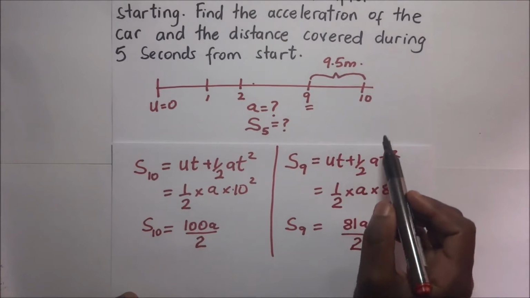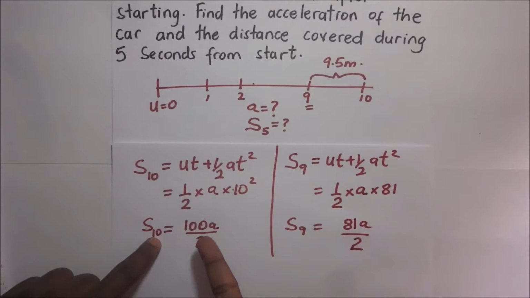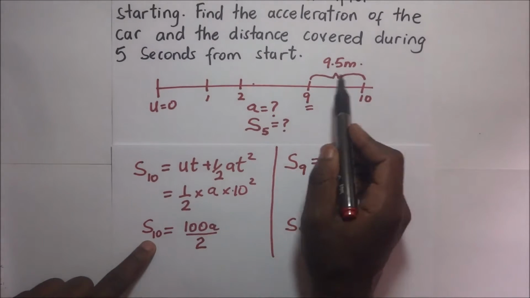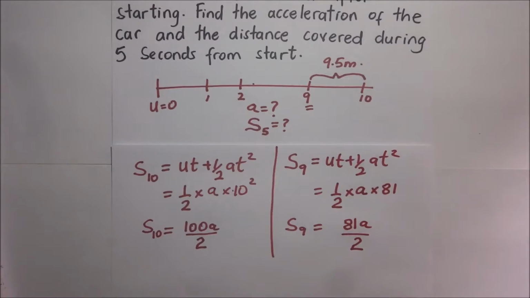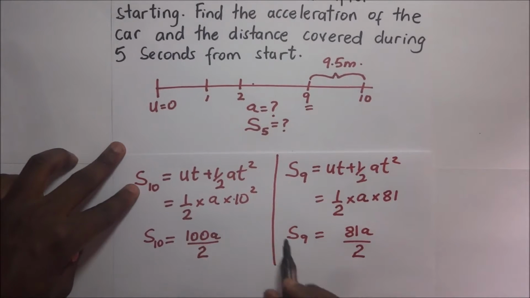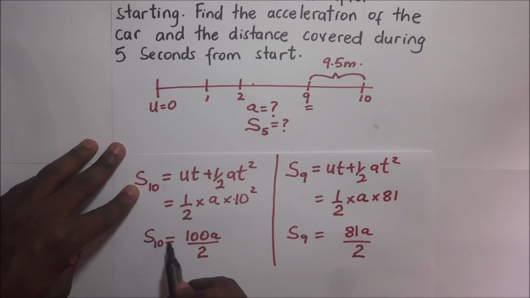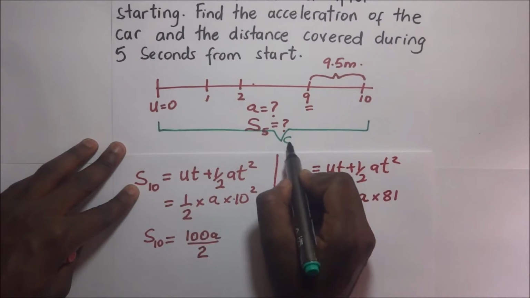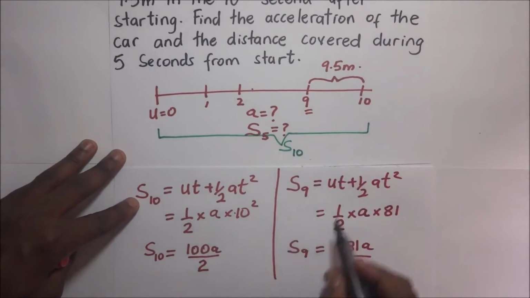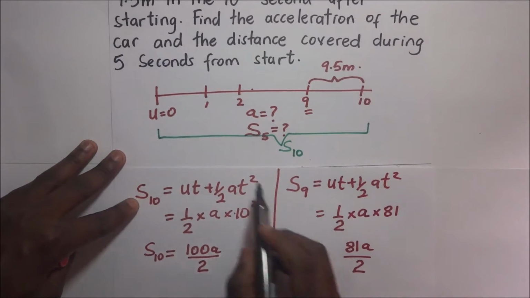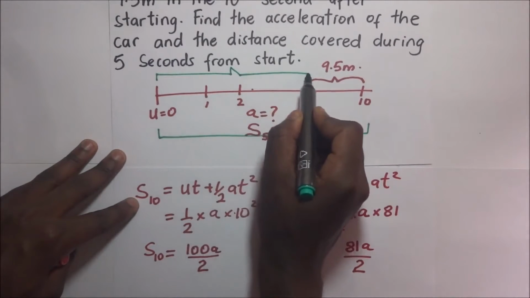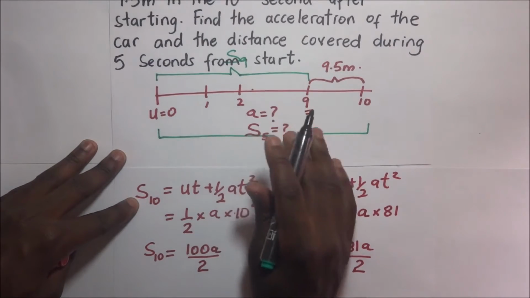So we know that to get the distance covered after 10 seconds minus the distance covered after 9 seconds, we will be able to get the 9.5 meters. Or to make it clearer for some of us who may not have gotten it yet, we have gotten the expression for how much we have moved after 10 seconds. We've moved from here, that's S10. Then the distance covered after 9 seconds is from here up to there. This is S9, like that.